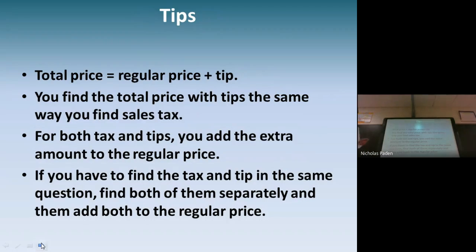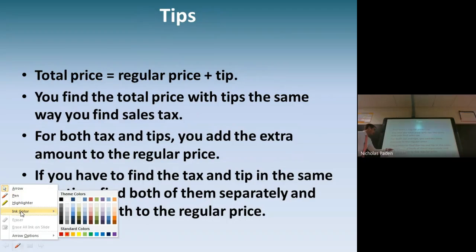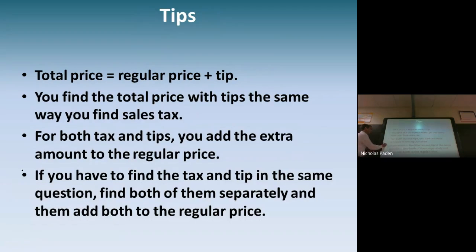And then a very important point is right here. If you have to find the tax and the tip in the same question, you find both of them separately, and then you add both to the regular price. So notice you are going to add them at the very end. You don't find the sales tax and then add it and then find the tip. Sales tax and tip are always taken out of the regular price. So you find them separately, sales tax out of the regular price, tip out of the regular price. You go to the very end and you add everything together at the end.